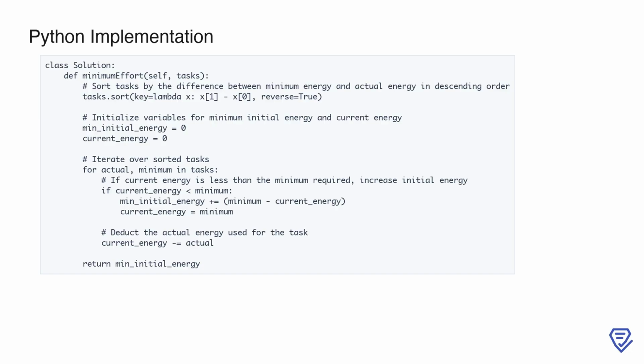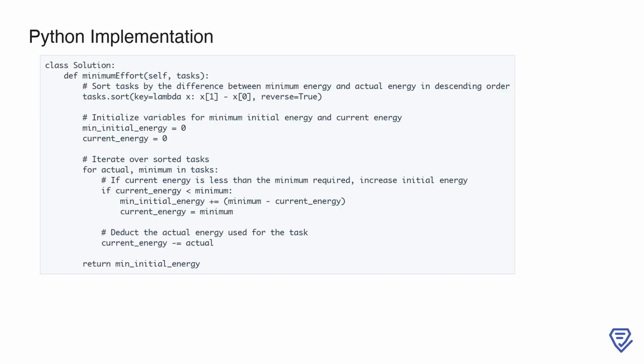By the end of the loop, min_initial_energy contains the minimum energy required to start and successfully complete all the tasks. This approach ensures that the energy constraints are satisfied while minimizing the initial energy. The time complexity of this solution is O(n log n) due to the sorting step, where n is the number of tasks.